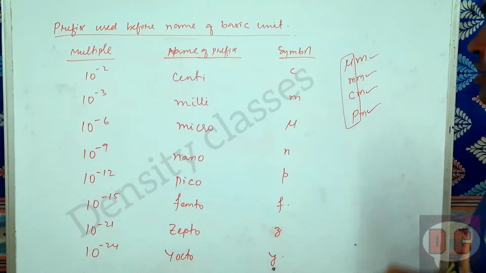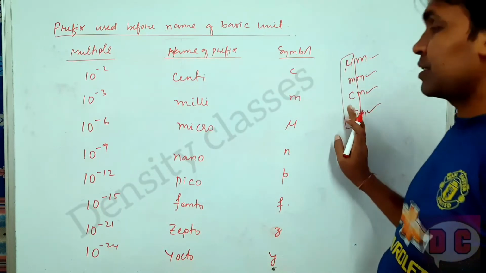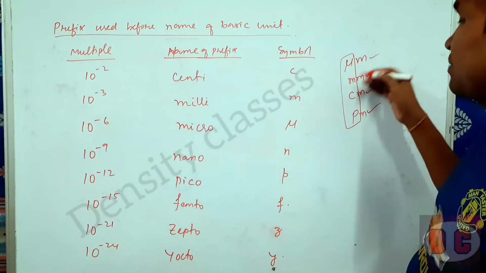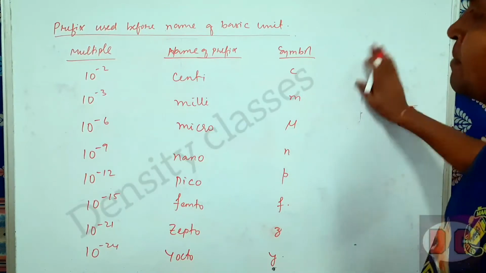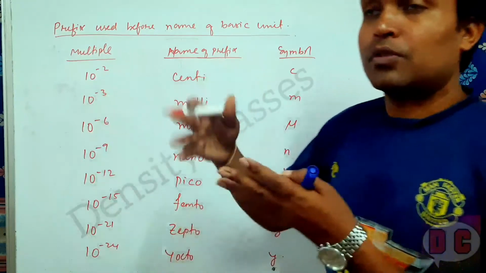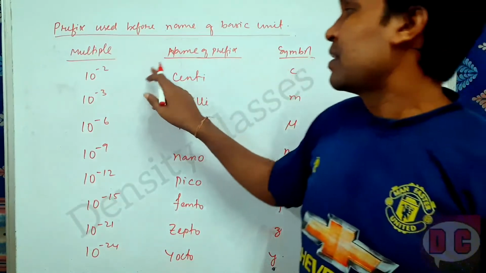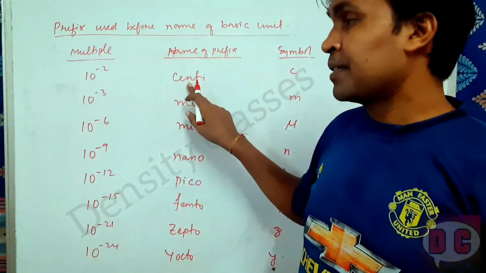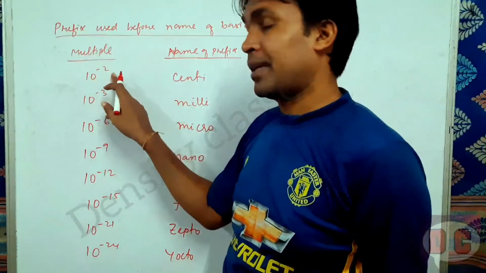These are the names and symbols which we see before the name of a basic unit. The basic unit is what? Meter. So before this name you will see this symbol. If this symbol is there, I will tell you what we should multiply by, and then I will show you some examples also. So here is the prefix name and symbol. If the symbol is c, it is centi, and the multiple is 10 to the power minus 2.